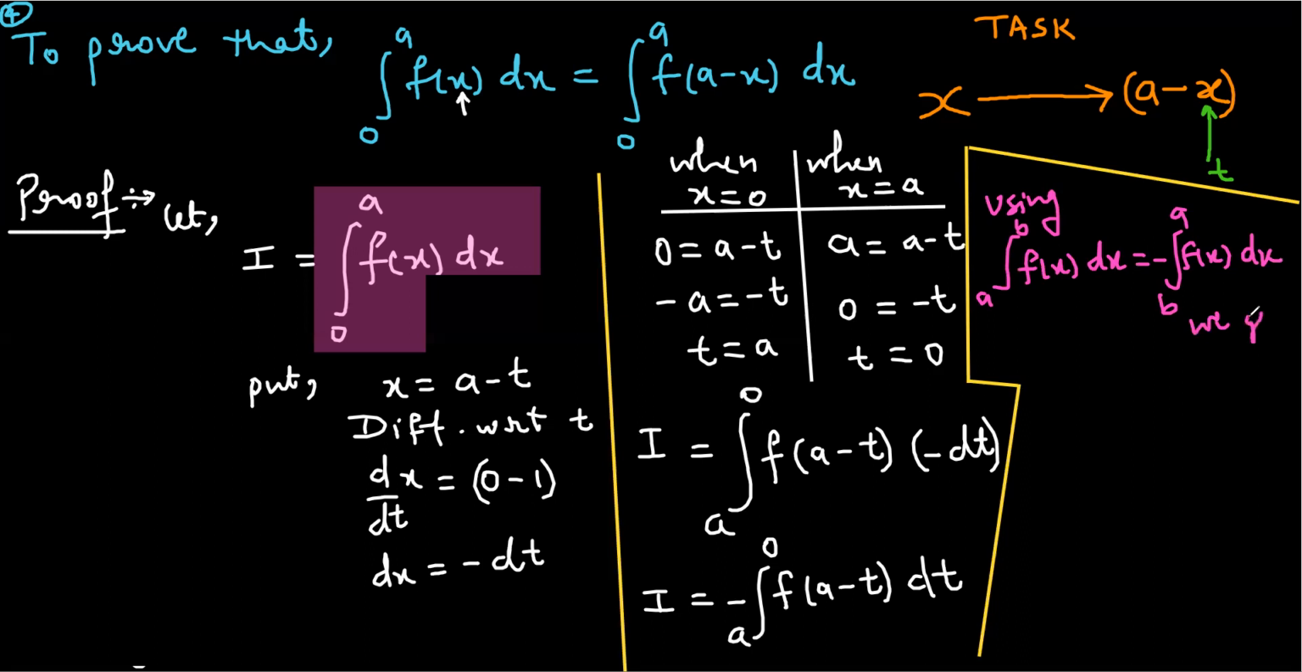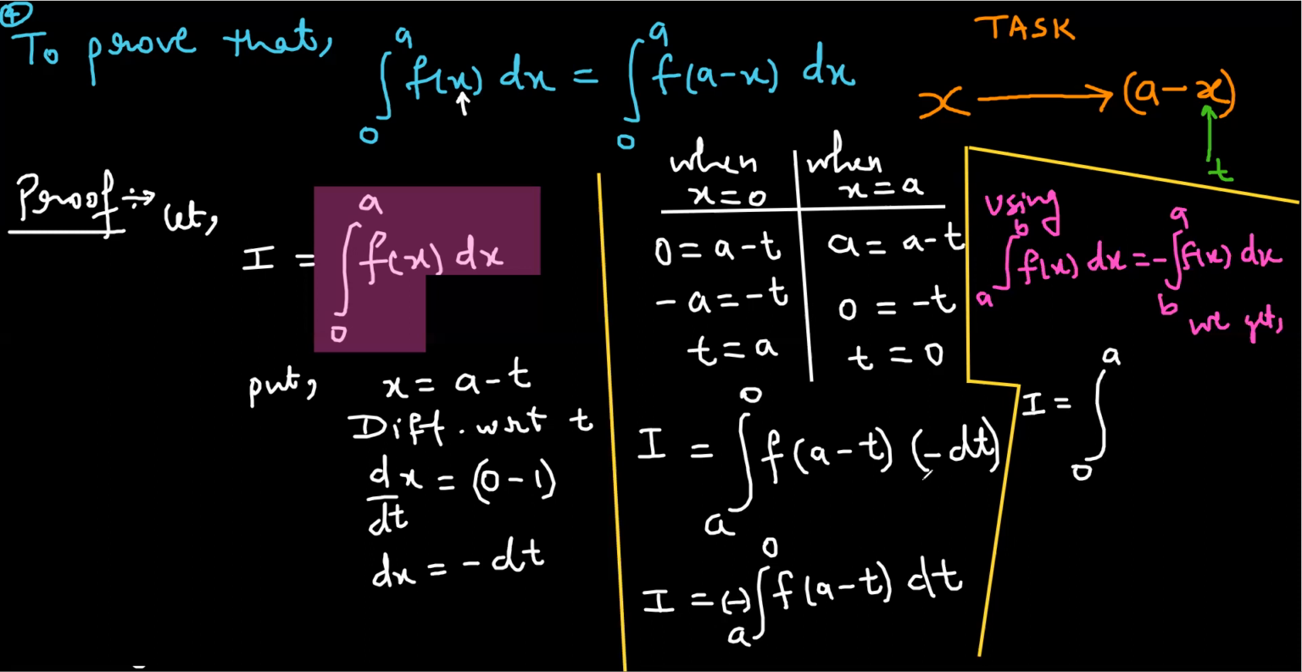What are you going to get when you use this? I use this property here. So I equals, now everybody, see this. It is a to 0. I want to write this as 0 to a. A to 0, I wrote 0 to a. Now, the moment I write 0 to a, I would have to write a negative sign. Now, that negative sign with this negative sign will become positive.